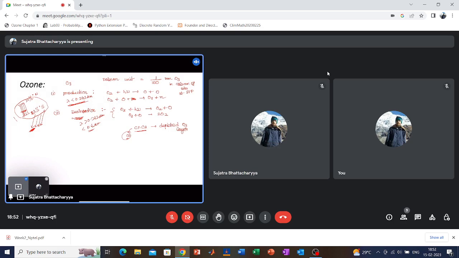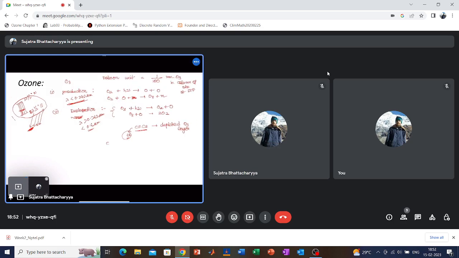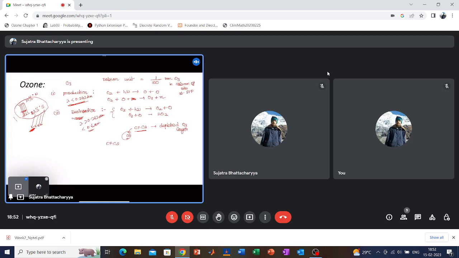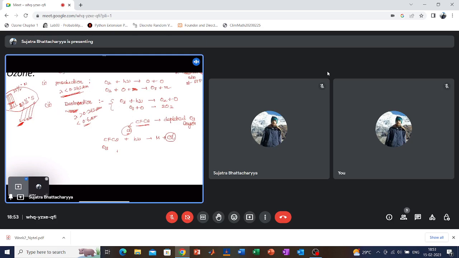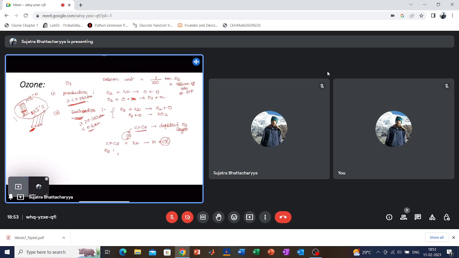So what happens is that CFCs with hν, if it reacts, give some molecule plus chlorine. This chlorine atom is very important. When this chlorine atom reacts with ozone, O3 plus Cl will give you O2 plus ClO. Now one of the nascent oxygen atoms from the atmosphere will react with ClO to give Cl plus O2. See, the chlorine atom is remaining, and ozone is getting destroyed.